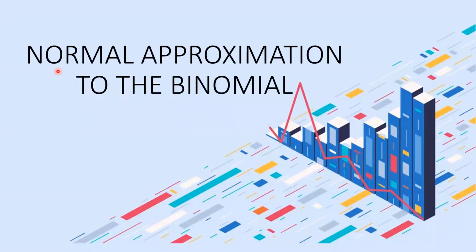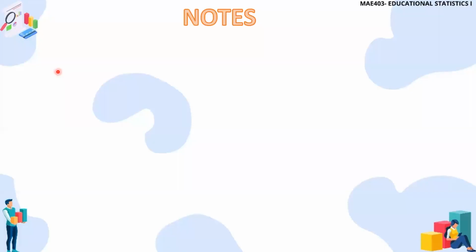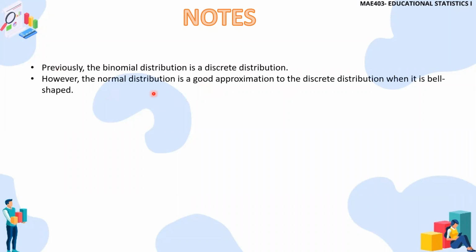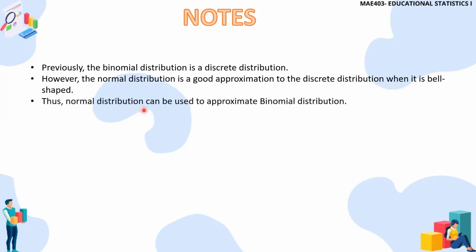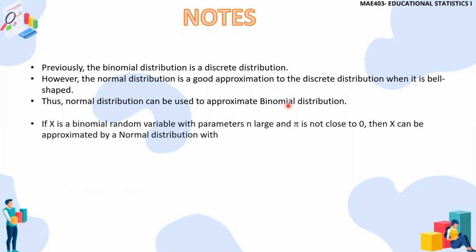This video will explain the normal approximation to the binomial distribution. Previously, we learned that the binomial distribution is a discrete distribution. However, the normal distribution is a good approximation to a discrete distribution when it is bell-shaped. Thus, the normal distribution can be used to approximate the binomial distribution.